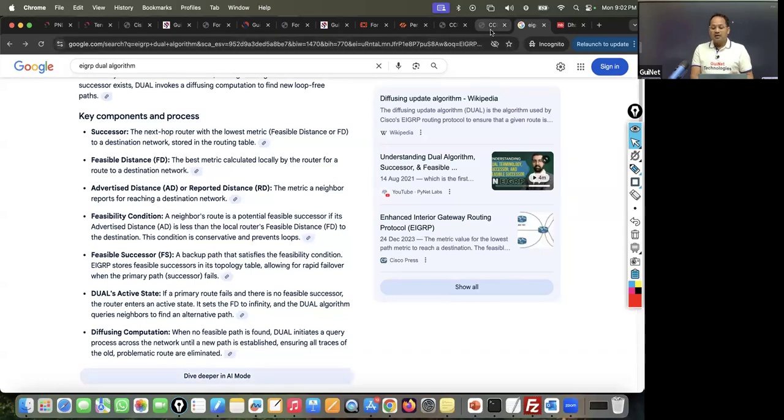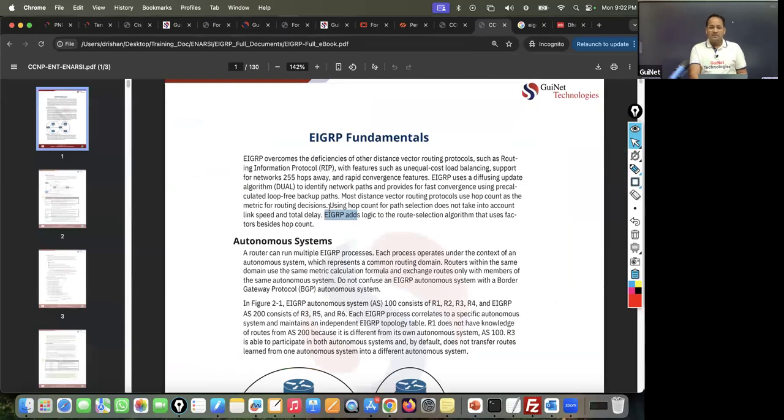So what is that we have to understand. But the very first thing, before I go and explain the feasible conditions, successor, feasible successors, we have to understand, if I want to enable my EIGRP, how the different tables are going to be built: how the neighbor table is going to build, how my topology table is going to build, how the routing table is going to build. That I will definitely show you.